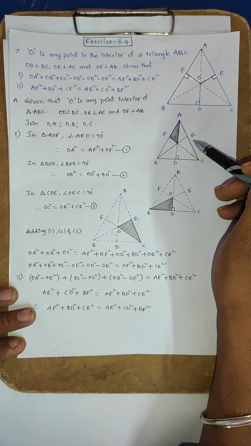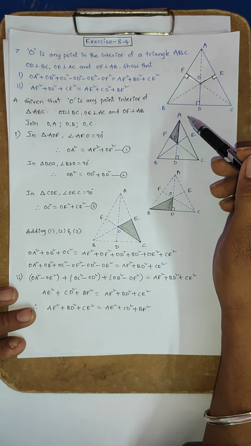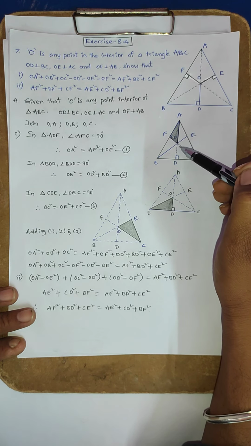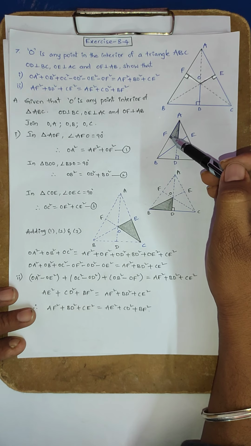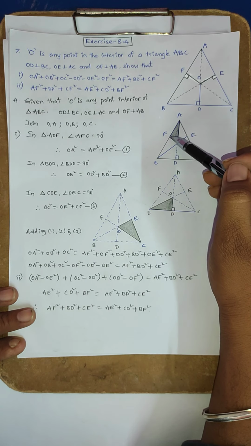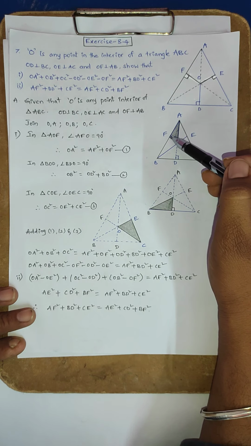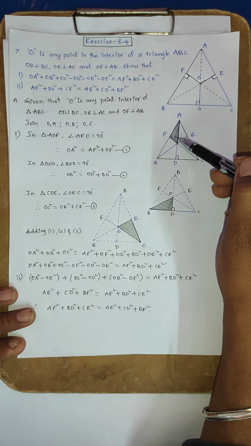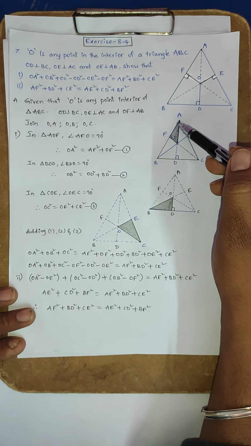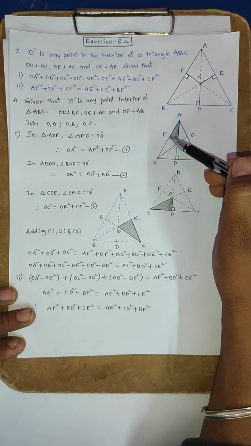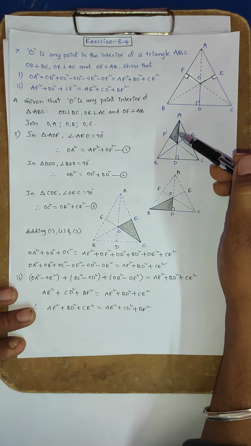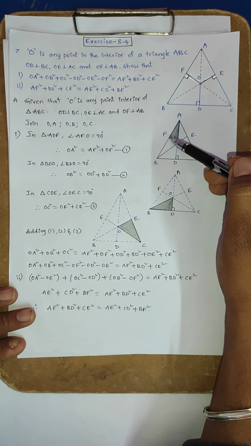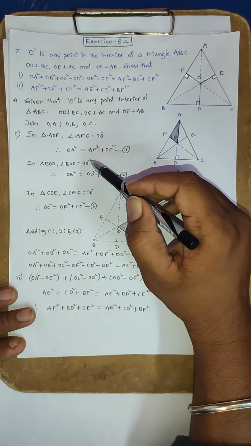AOF, all these are right angle triangles. Angle AFO here at point F is a right angle, 90 degrees. Then this is the hypotenuse, this is the perpendicular side, and this one is the base side. Hypotenuse square is equal to base side square plus perpendicular side square. OA square is equal to AF square plus OF square.